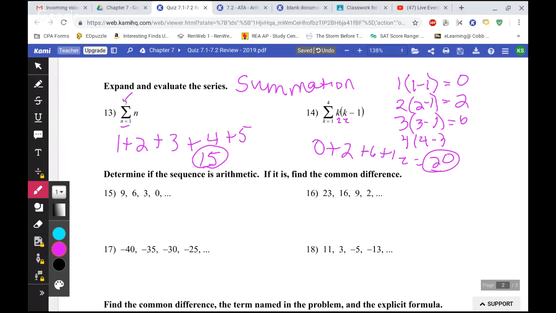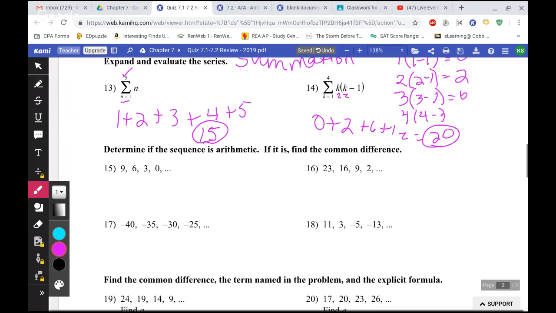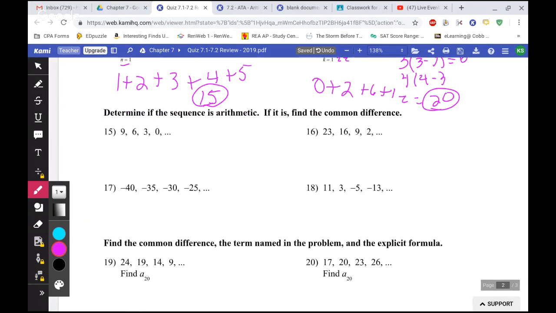So now we're going to number 15 through 18. These are pretty straightforward. We're just going to determine if the sequence is arithmetic, and if it is, tell what the common difference is. So to find if it's arithmetic, you just want to see: is the difference between 1 and 2, 2 and 3, 3 and 4 all the same? Well, to go from 9 to 6, I have to subtract 3. And to go from 6 to 3, I have to subtract 3. So yes, it is the same. It is arithmetic, and the difference is -3.